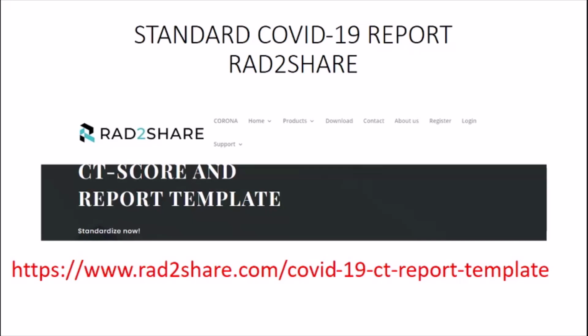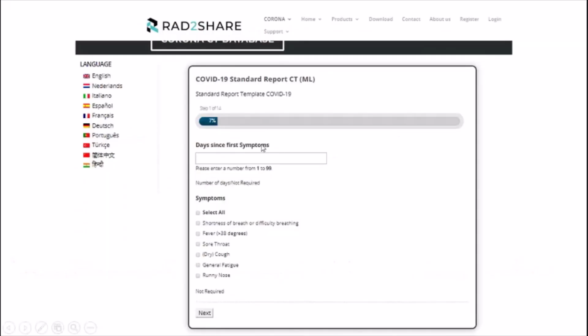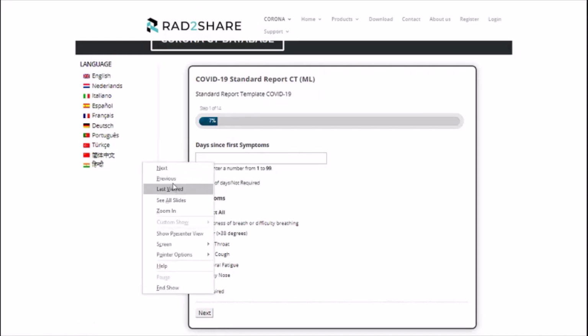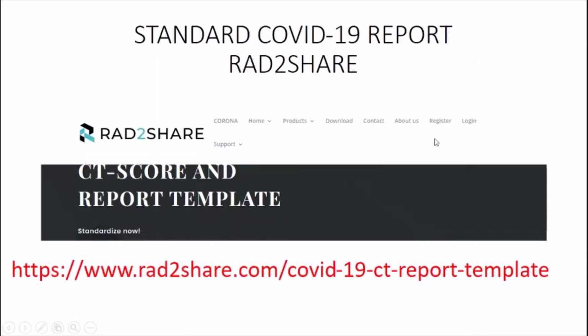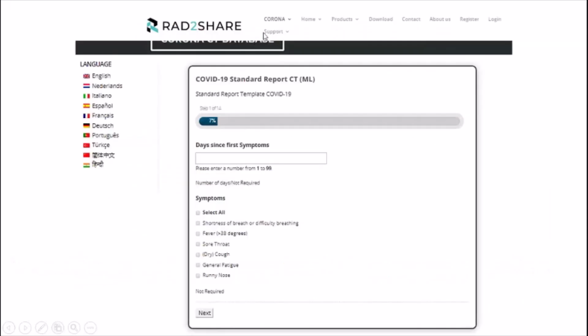Okay. So when you go to the website, Rad2Share, the link is in the previous slide. Here I will share with you all the links. Here you go to Corona, then you choose COVID-19. You will find it in a subheading, COVID-19 Standard Report CT. When you press on that, you will find yourself on this page.